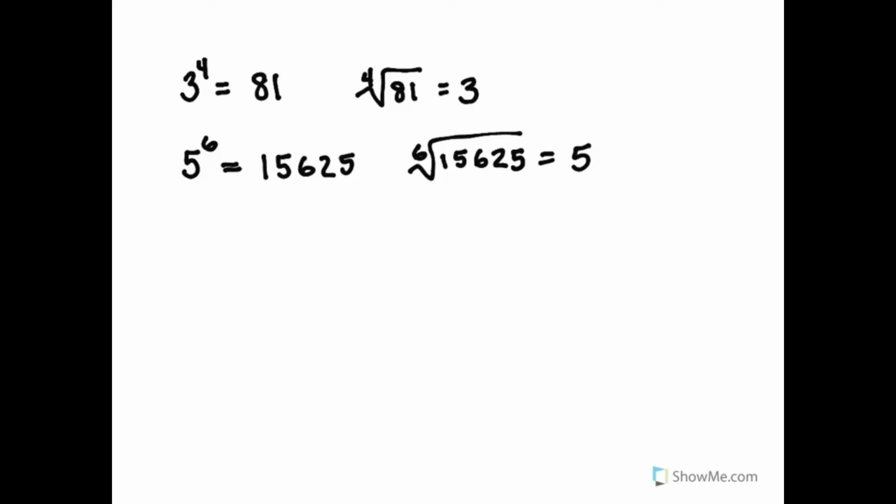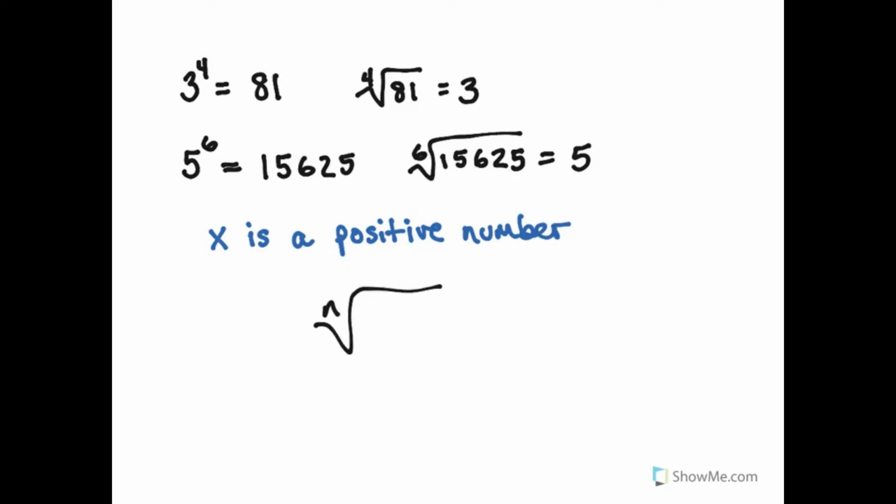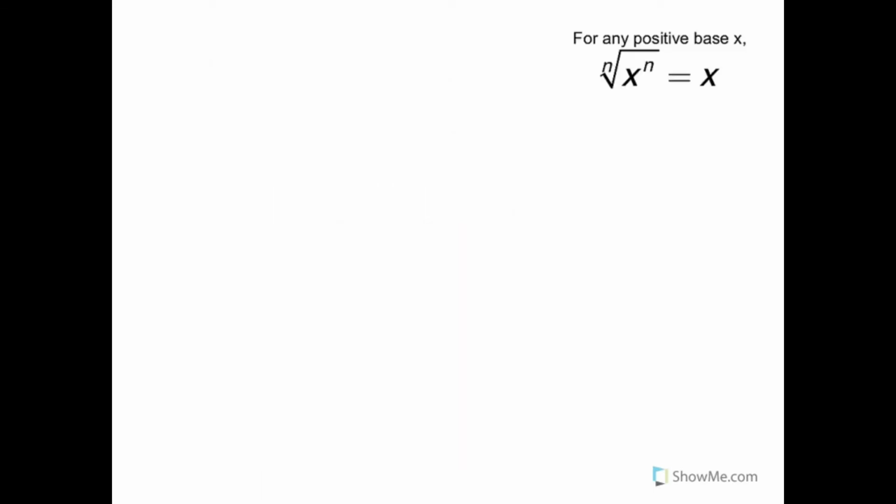Now, if I let x be positive, then if I take the nth root of x to the n power, I get back to x. So a square root undoes a square, a cube root undoes a cube, an nth root undoes an x to the n power and gives us back what we originally started with, x. Let's use that to simplify.